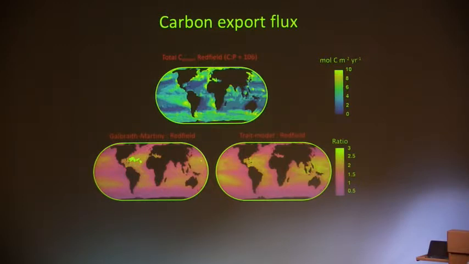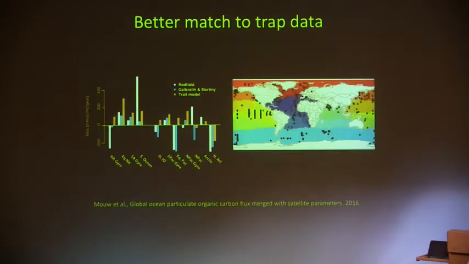Now we can ask, is that correct? Is it real? To test that, we compared our carbon export from the Redfield model, this phosphate-based model, and the trait-based model against global trap data. Colleen Mao had luckily compiled a lot of trap data, so we used that data and calculated the bias between our carbon export and the trap data.